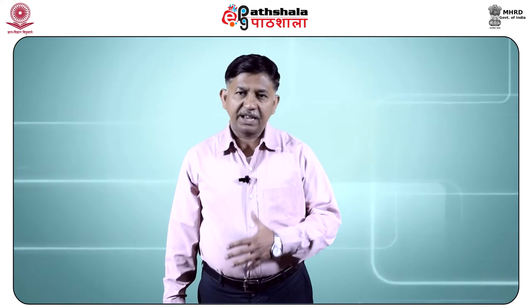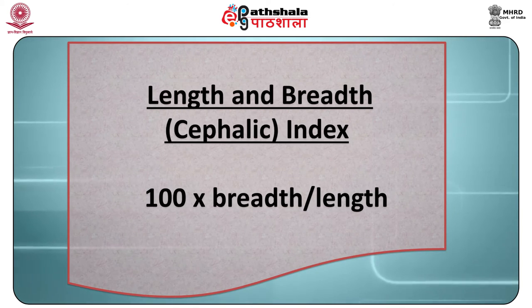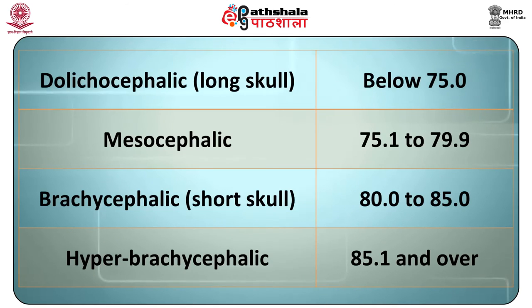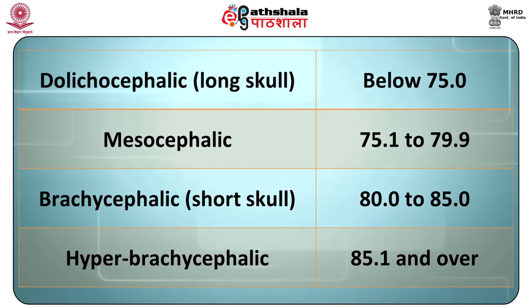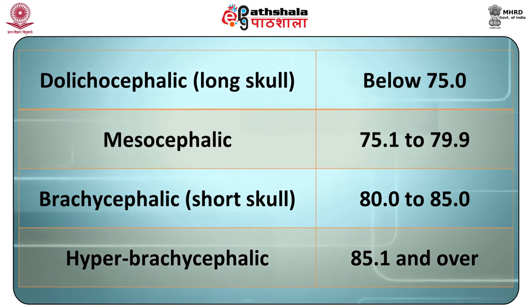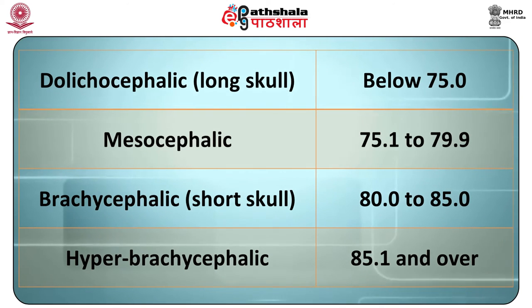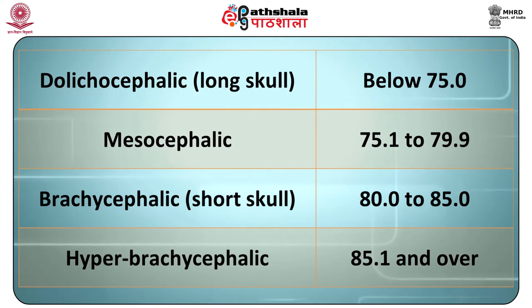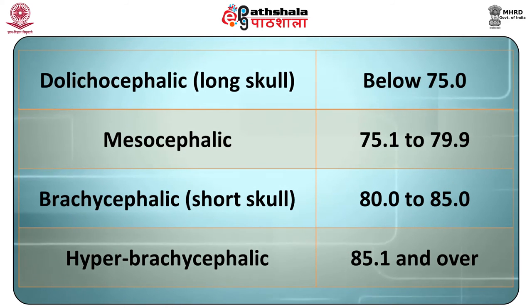The skull indices like cephalic index, that is the length and breadth index, breadth divided by length, times 100, and according to this they can be categorized into four types. The dolichocephalic or the long skulls, they have got the cephalic index below 75. Then the mesocephalic, having cephalic index from 75.1 to 79.9. Then the brachycephalic or the short skull, from 80 to 85. Then the hyperbrachycephalic, that is the cephalic index 85.1 and over.